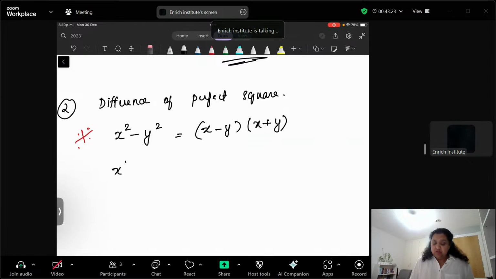So some questions on this: x² − 25 can be written as x² − 5², and this will become (x − 5)(x + 5).